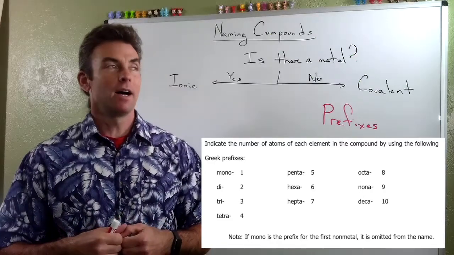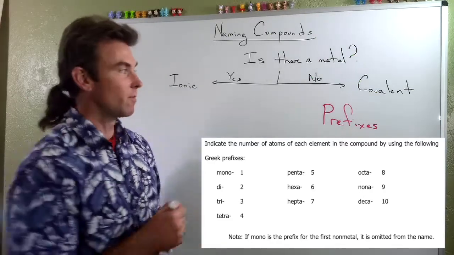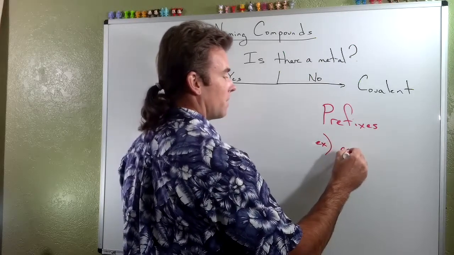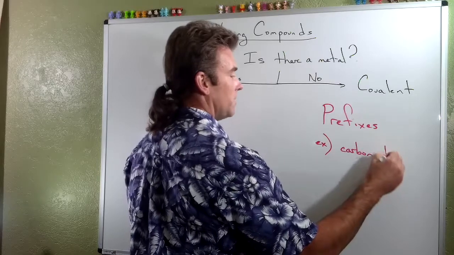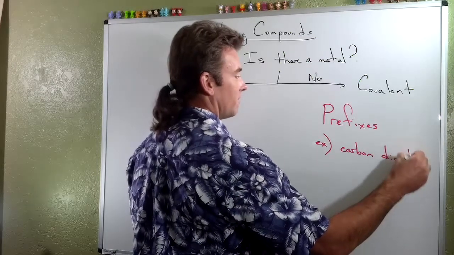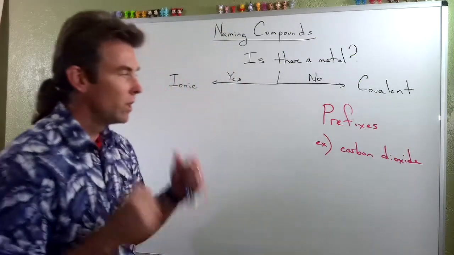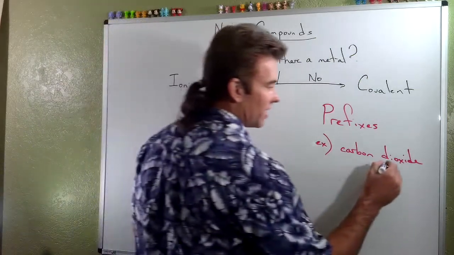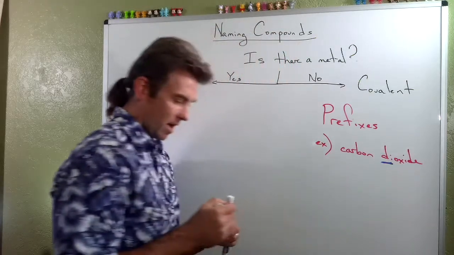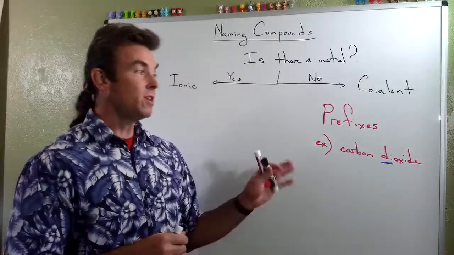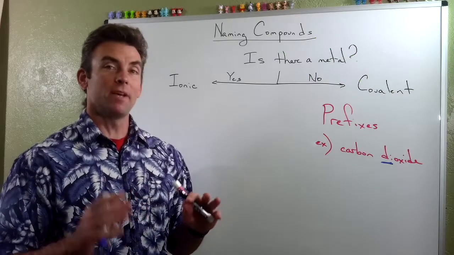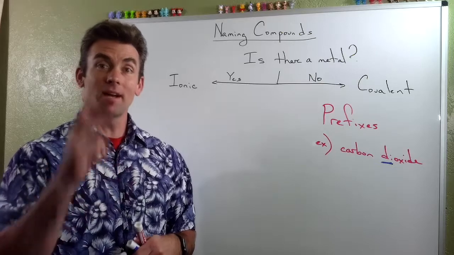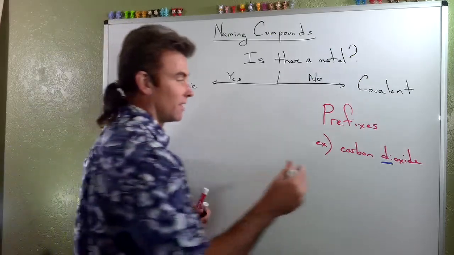Prefixes are things that come before a particular name that indicate something about the number of them, right? And so a classic example, let's even write it down. A classic example of a covalent compound that I'm going to need to name might be something like carbon dioxide, right? We see that "di" written right there, and that's what I mean by a prefix. When you look at the actual structure of carbon dioxide, it's telling you that there's a single carbon bonded to two oxygens.